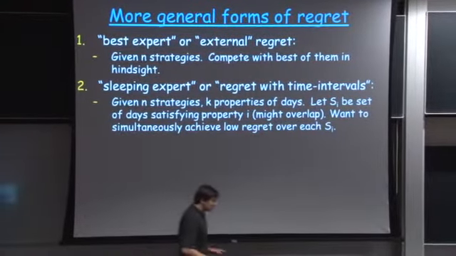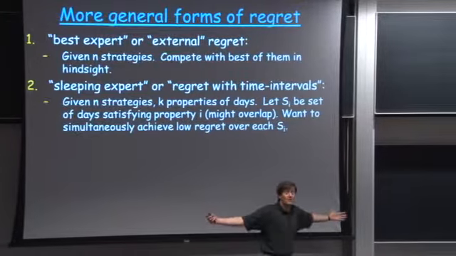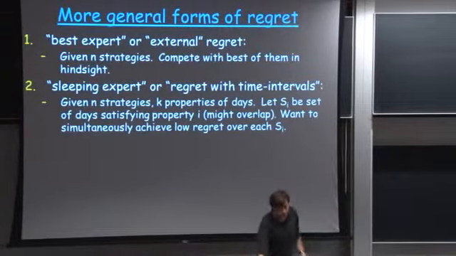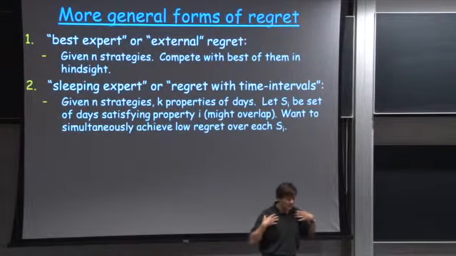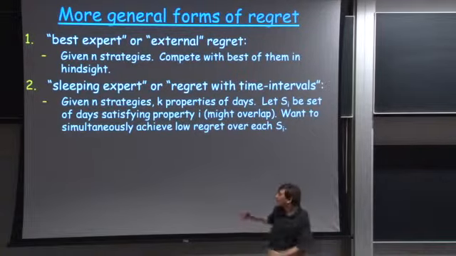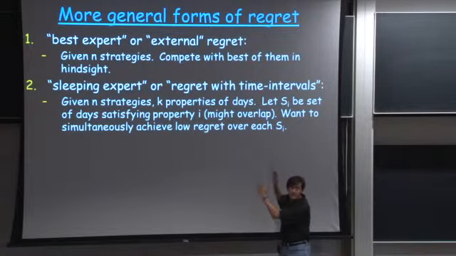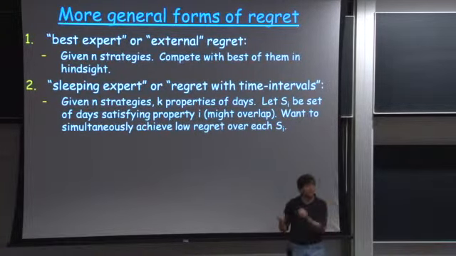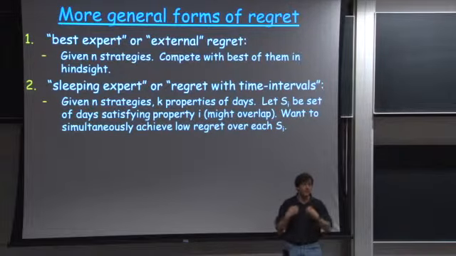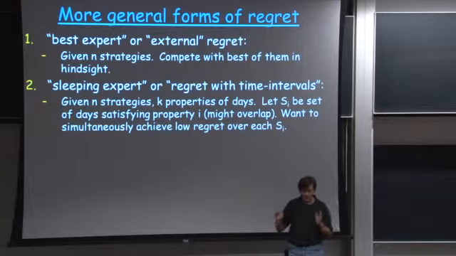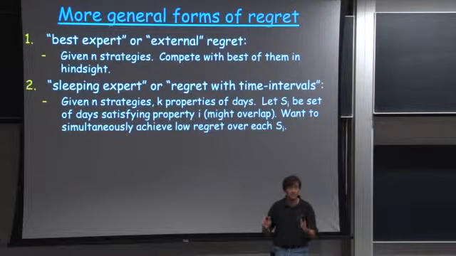What I would like is not only over the entire time to have low regret, so that my performance is close to the best fixed action, but also simultaneously for each of these sets. So if I just extract out the rainy days, I've done nearly as well as the best path on those days. On weekends, I look at my performance just on weekends, and I've done nearly as well as the best path for weekends.